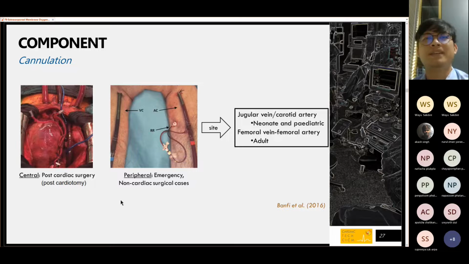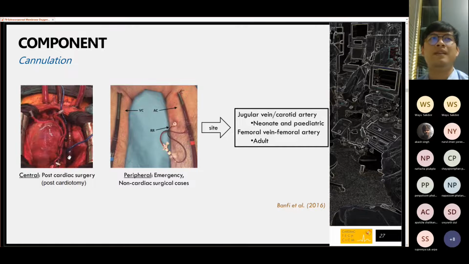So the next part: we have talked about the pump, we have talked about the oxygenator, right? So the next part is the cannulation. I'm going to talk about the cannula and how to connect with the patient. So there are two options. Firstly, central cannulation.